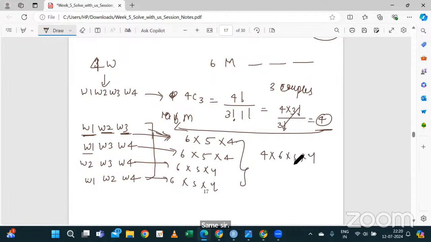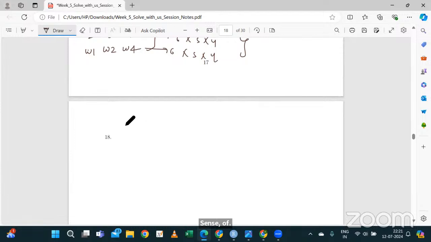You can do it in reverse order also. Like here we selected 3 women out of 4. You have 4 women and 6 men. In how many ways can you select 3 men? 6C3 ways, right?